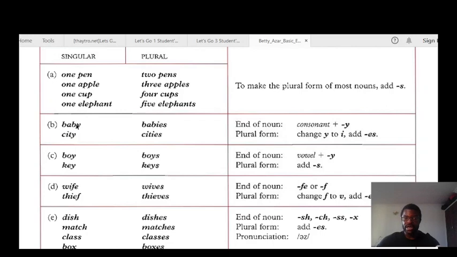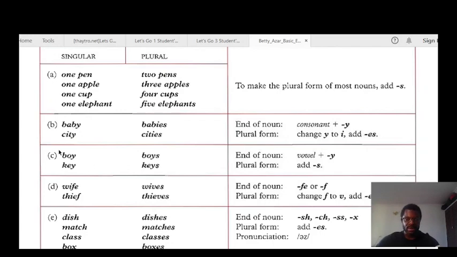Don't forget your English alphabet. There are 26 letters, and you know 5 of them are the vowels: A, E, I, O, U. Aside from these 5 vowels, the rest, 21, are called consonants. Okay? So if you've got a noun that ends with a Y, you look out for the letter that comes before the Y and see if it is a consonant or a vowel. If it is a consonant, you remove the Y, put I there, and then add ES to form the plural. Okay? So the plural form, you change the Y to I and add what? ES.